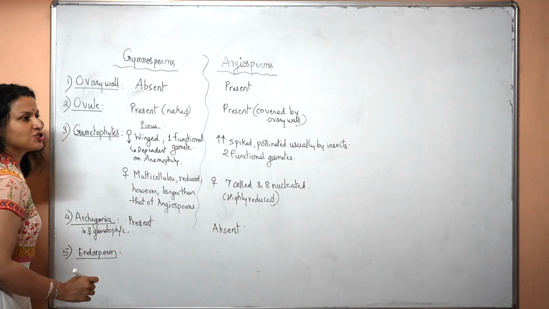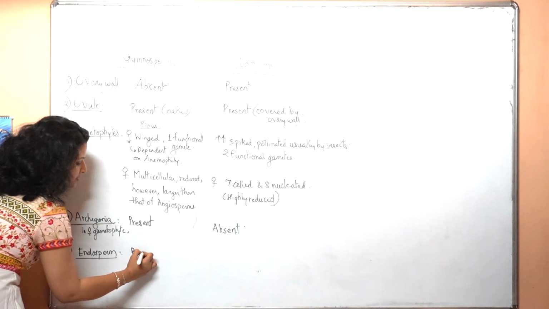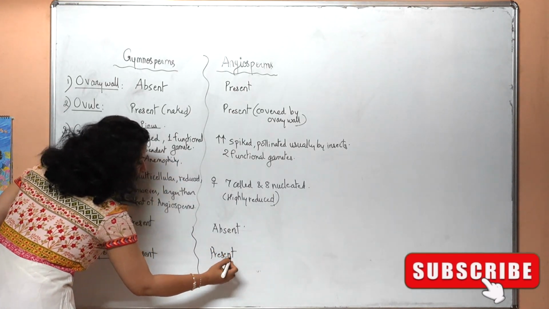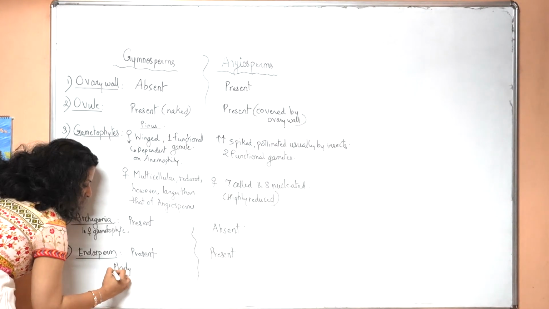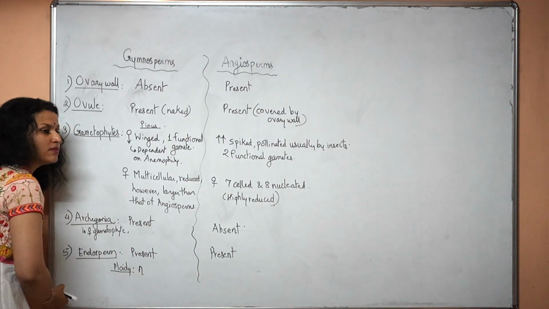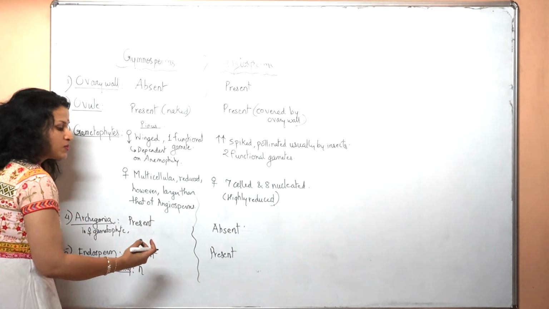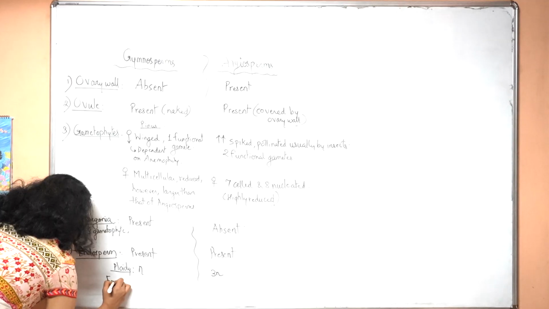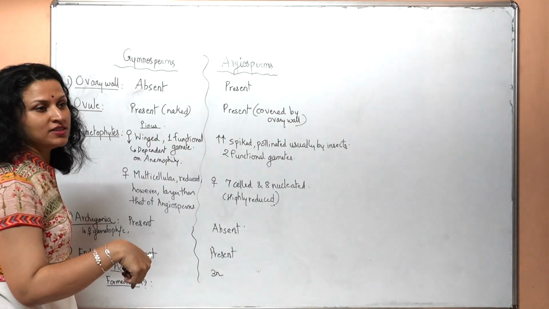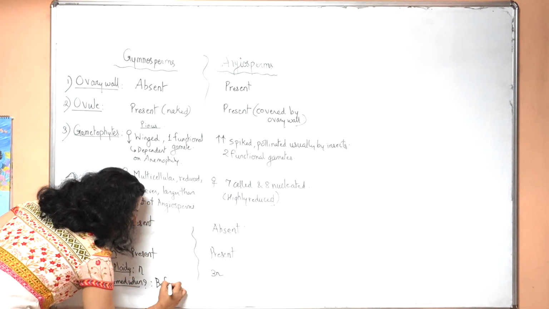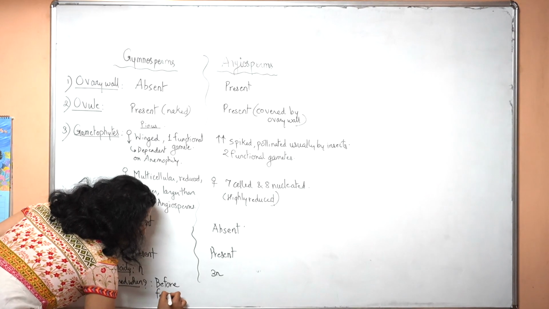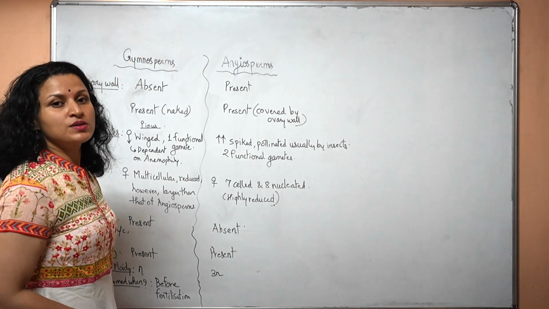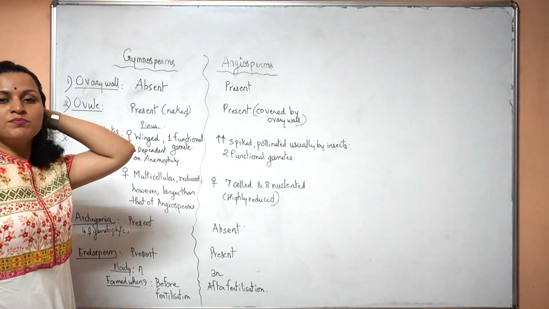Next, endosperm, which is a nutritive tissue. Is it present in gymnosperms? It's present. Is it present in angiosperms? Yes, it is present in angiosperms as well. However, the ploidy of gymnosperm endosperm is N, and the ploidy of angiosperm endosperm is 3N because of the triple fusion. Next, formed when? Before fertilization. In gymnosperms, the endosperm is formed before fertilization. In angiosperms, it is formed after fertilization, post-fertilization.